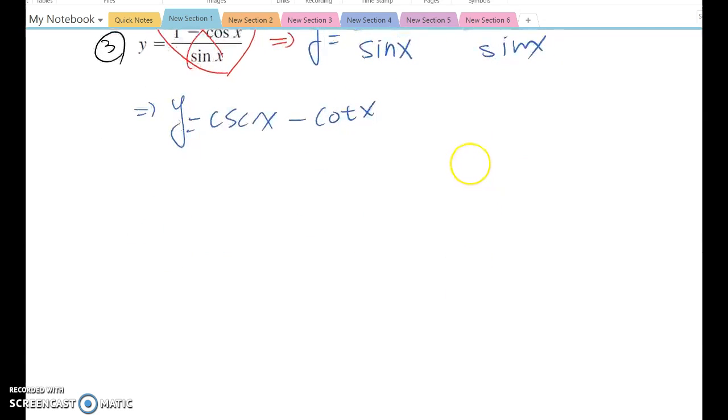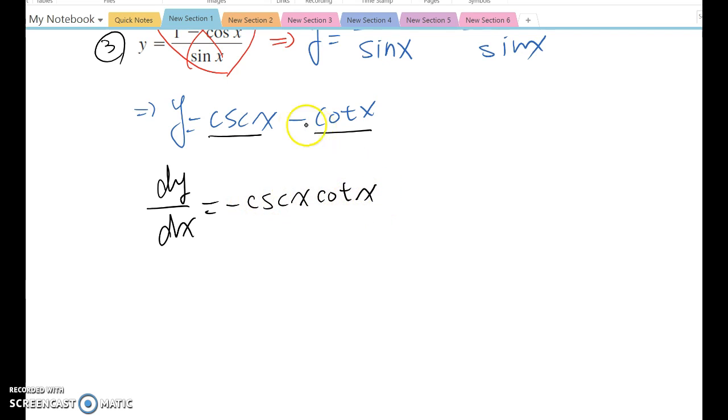Okay, then let's find the derivative of this function. So dy over dx equals cosecant and cotangent. They're all the C family, so the sign will be opposite. So minus cosecant. Secant and cosecant always want to be together with tangent or cotangent. So the C family is usually with the C family. So cosecant x cotangent x, and now this becomes plus, since cotangent's derivative gives cosecant square x. That should be the answer.